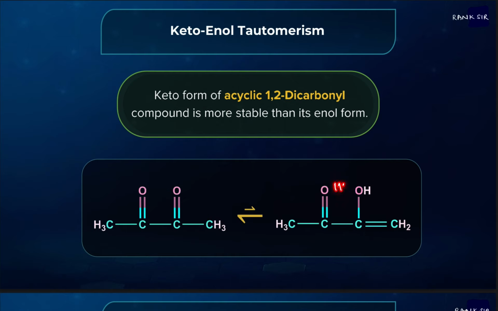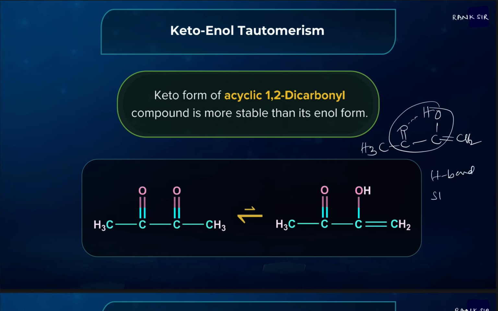In between, a hydrogen bond forms. I will show it here: CH3, C=O, C-O-H, and this is the double bond CH2. So the hydrogen bond is a stabilizing factor.